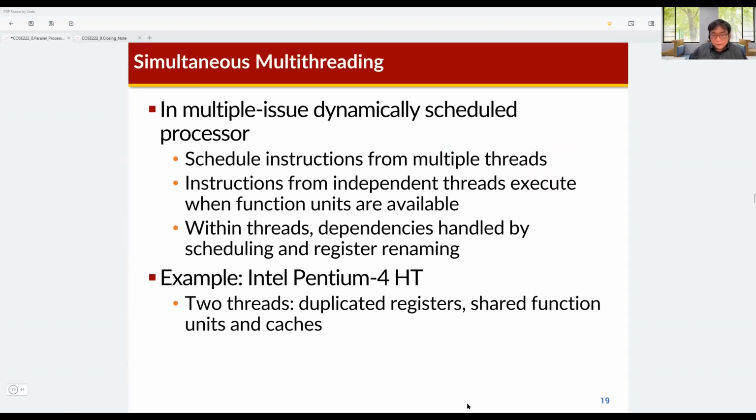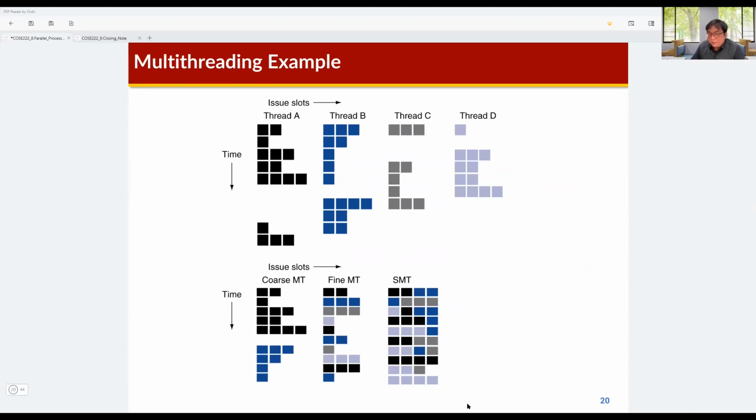Okay. So for the multi-threading architecture, just remember this figure. This is coarse-grained multi-threading, this is fine-grained multi-threading, and this is simultaneous multi-threading. Simultaneous multi-threading is actually the hyper-threading of Intel. Let us assume that there are four threads, and also the Intel processor executes multiple instructions per cycle. It's a superscalar processor. So this figure shows how the instructions are executed for each thread.